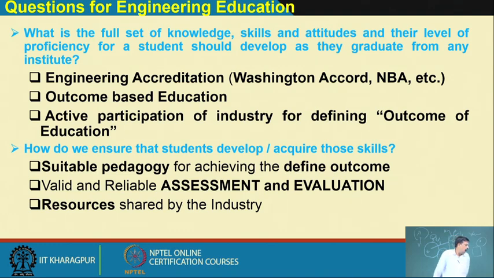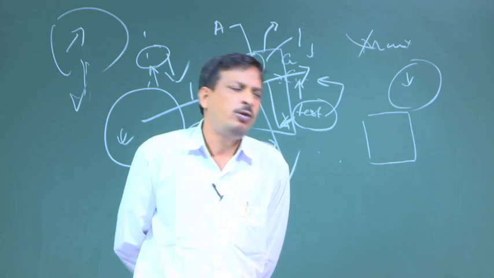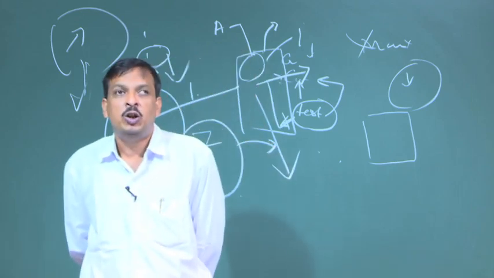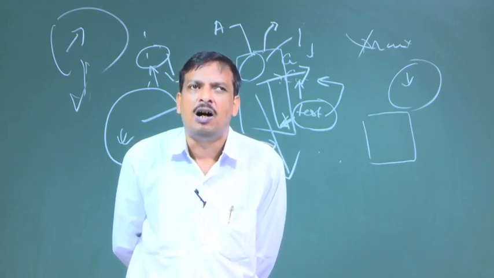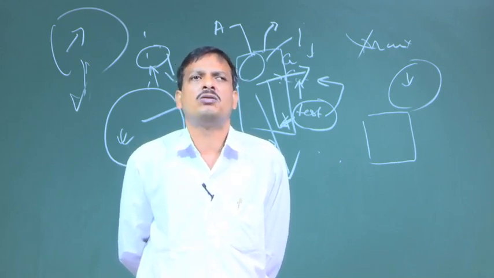What is the second question? How do we ensure that students develop or acquire those skills? So, I require a suitable pedagogy for the teaching-learning process, which ensures that at the end of the teaching-learning process students will acquire the desired outcome. What kind of pedagogy should I follow in my teaching-learning process, which will ensure the students develop the desired outcome at the end of the course?